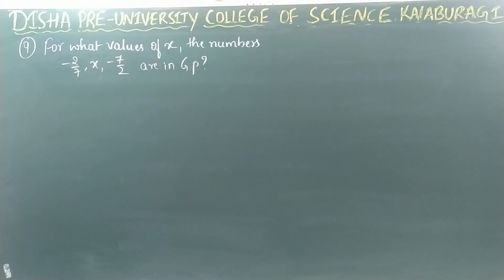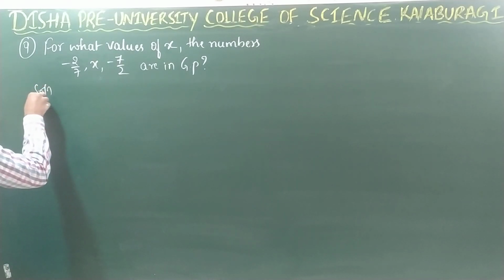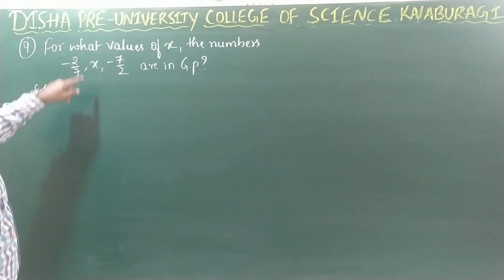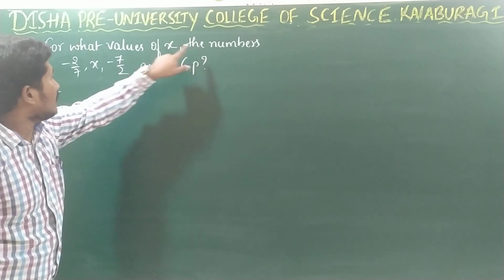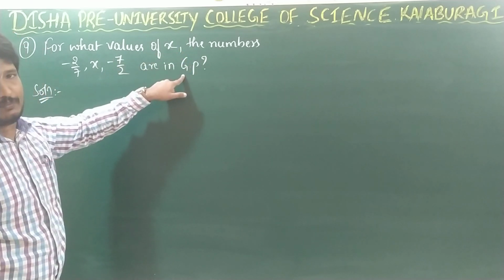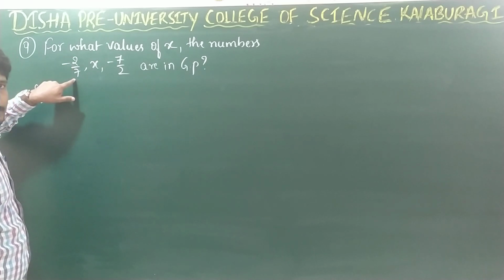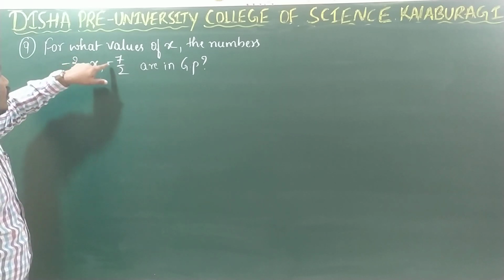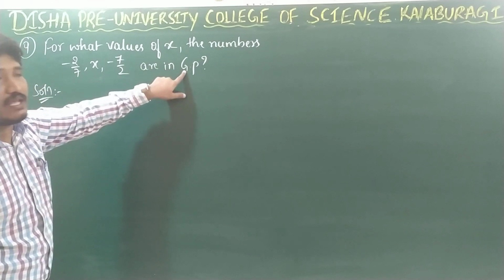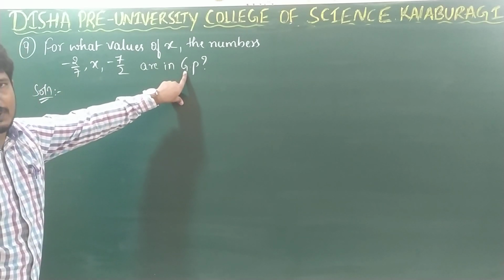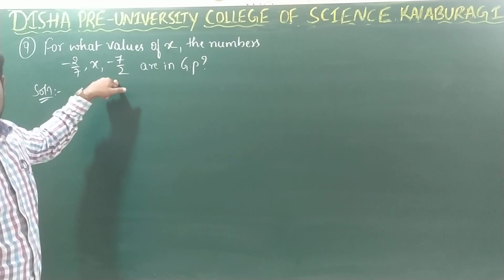Right. So last problem for this class. See here, solution. For what values of x the numbers are in GP? See, we are given some numbers: minus 2 by x, x, 7 by 2. These three numbers are in what? They are in geometric progression. Right? So these are what? They form a geometric progression.